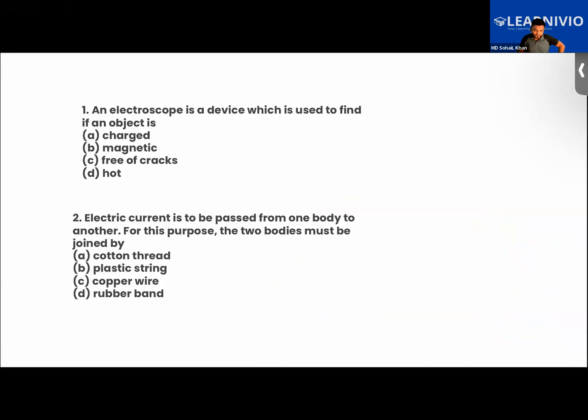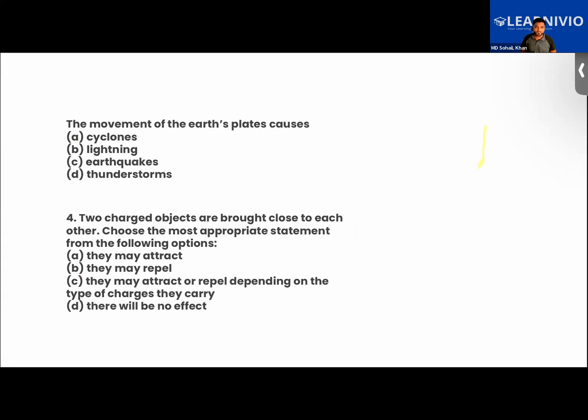Quickly answer this one. Surcharge. Correct, Priyanka, Abubakar, Mustafa? Charge. Yes, next. Copper wire. Right, everyone, that is obviously copper wire since it's a conductor. Quick. Earthquake. Next.